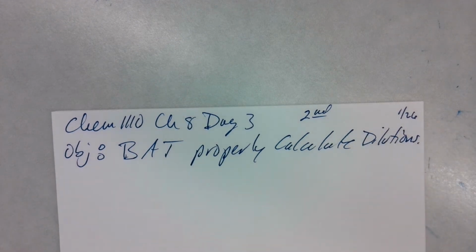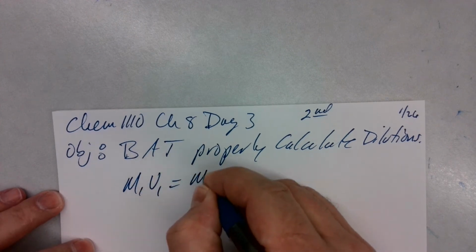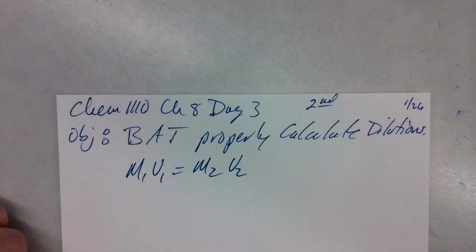All right, now there's a main dilution equation, which is M1 V1 equals M2 V2. Now typically this is really straightforward. There's 4 variables there. They're going to give you 3 of them, and you're going to solve for the 4th. That part is typically really easy. But there is one kind of question they ask that screws everyone up. That's the one I'm going to talk about.